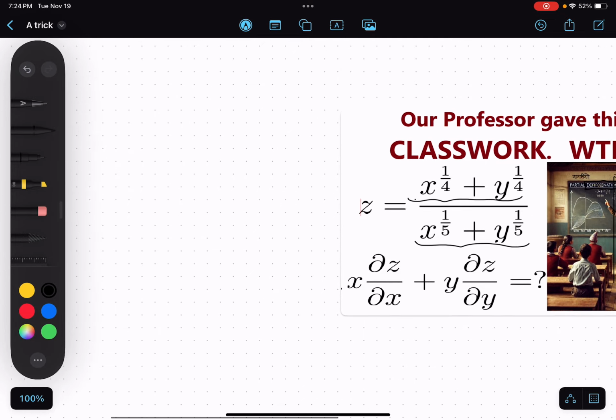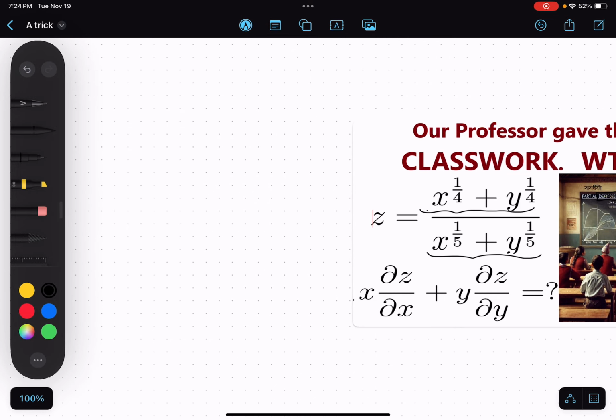Now the rigorous mathematical definition of a homogeneous function of two variables is: for f of x comma y, if f of tx comma ty is just t to the power n times f of x y, then the function is said to be homogeneous.